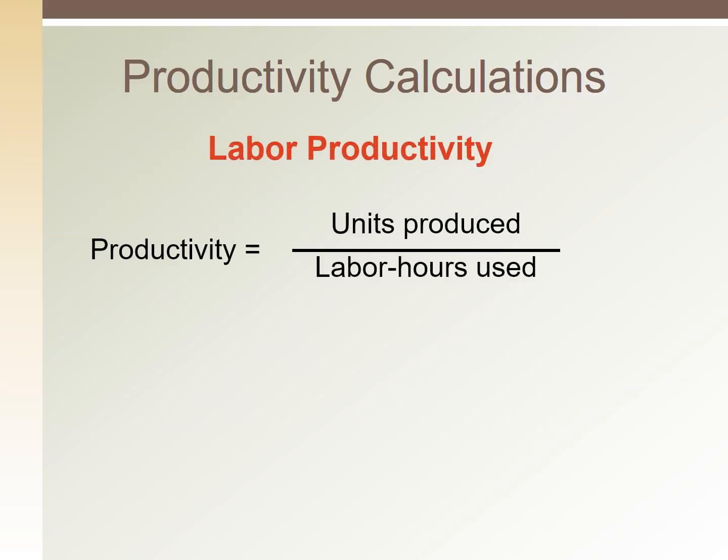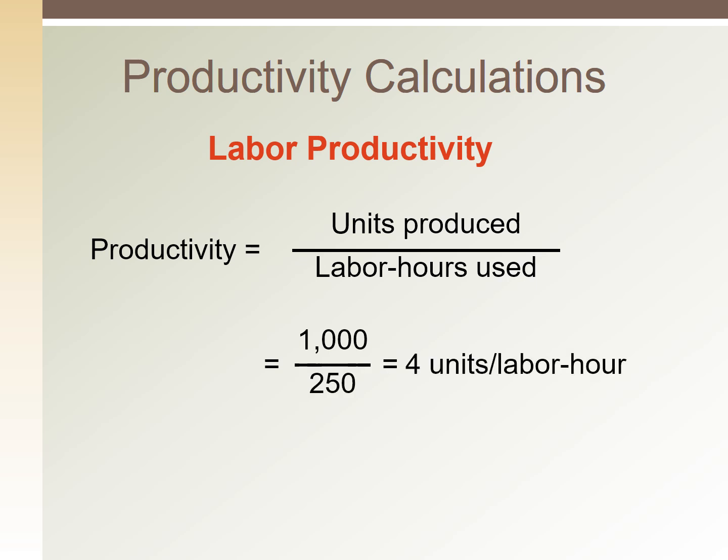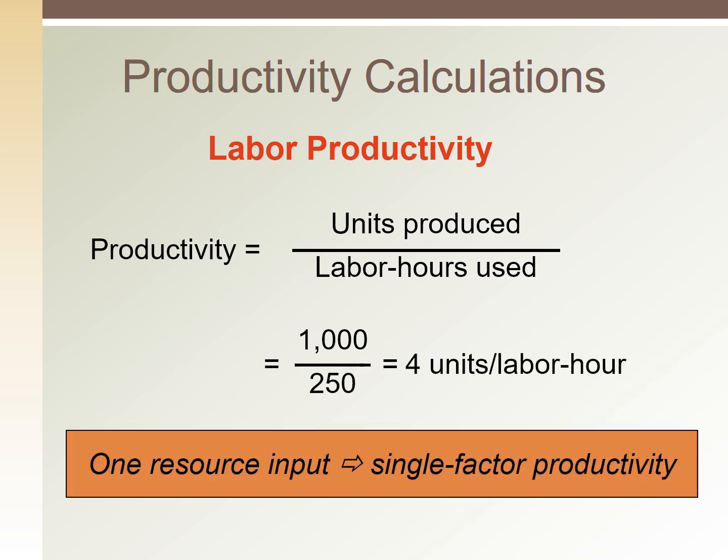So looking at an example, units produced by labor hours used, we have 1,000 units produced divided by 250 hours, 4 units per labor hour. That's single factor productivity.